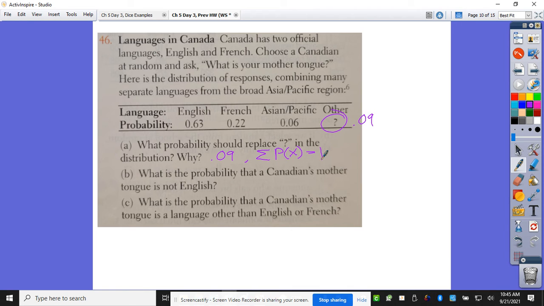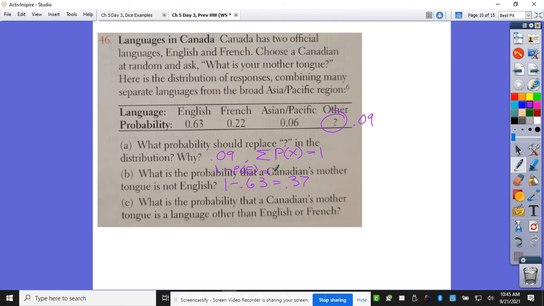What's the probability that a Canadian's mother tongue is not English? So here is English, so what do I do with that? Which gives me the answer. What's the probability that a Canadian's mother tongue is anything other than English or French?